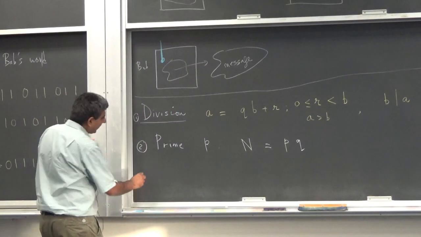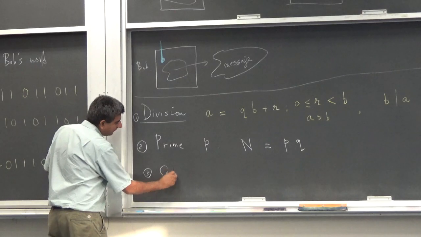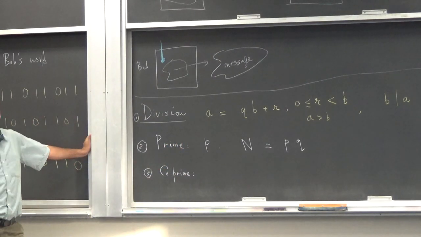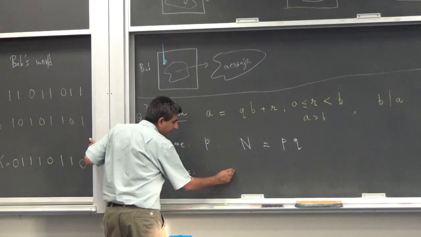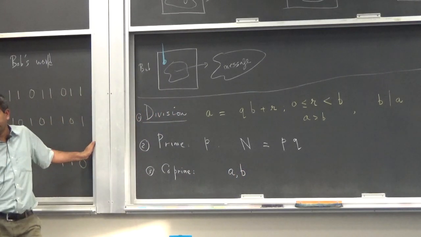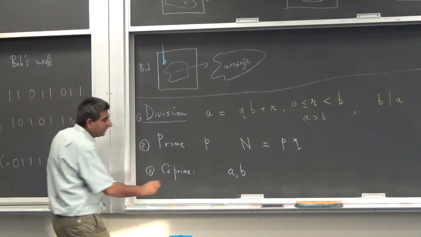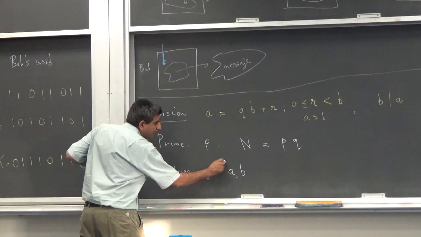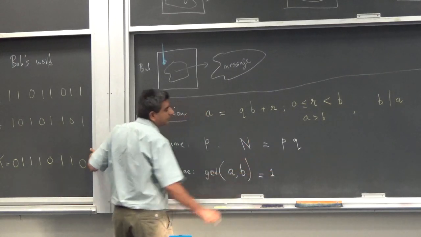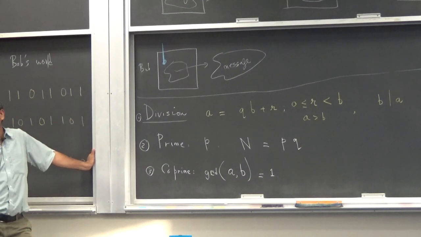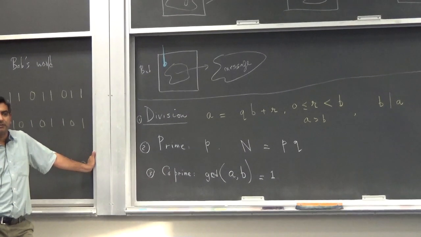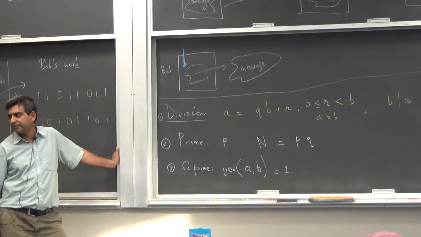Now, I would also like to invoke the idea of a coprime. You've already seen coprimes. Two numbers are coprime with one another. So, if I have numbers A and B, these numbers are relatively prime to one another, or coprime with one another, if the greatest common divisor of these numbers is 1. So A and B are coprime. For example, 12 and 7, they are coprime.